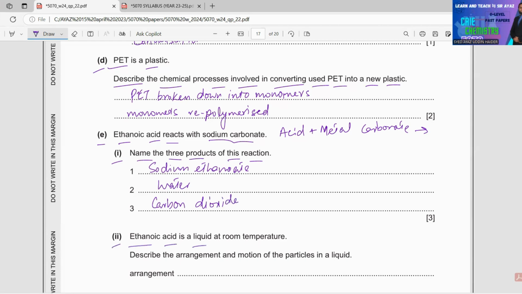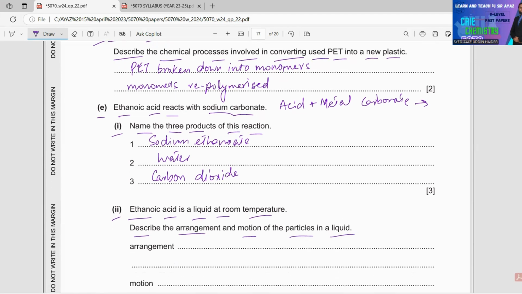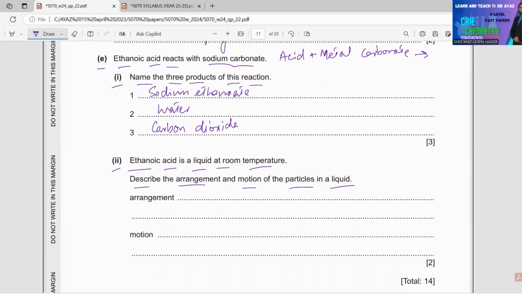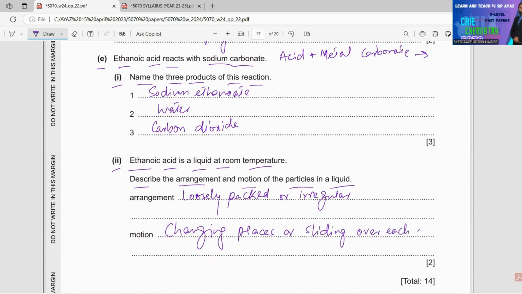Part 2: ethanoic acid is a liquid at room temperature. Describe the arrangement and motion of the particles in a liquid. Simply, in a liquid, we know that the arrangement is loosely packed, which means it's irregular. What about the motion? They are changing places or sliding over each other.